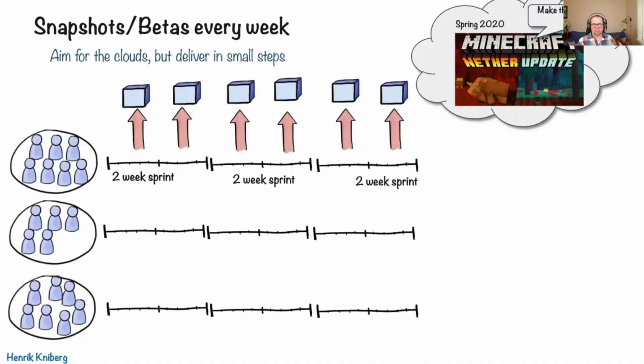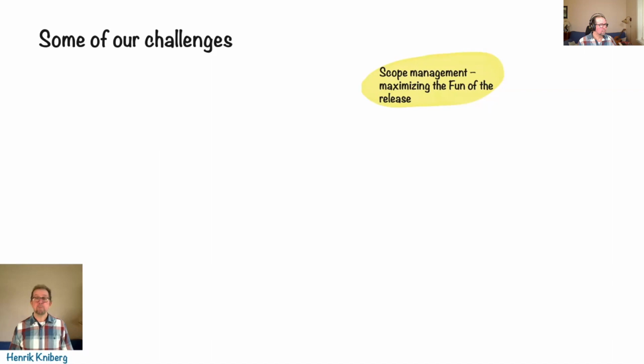So we aim for the clouds. We want to make a big impact with the game, but we ship in small increments to make sure we're always learning. So just like any organization, we have a lot of challenges, and here are just some of them. Scope management. We have fixed-ish dates with our big releases, and we want to, of course, maximize the amount of fun that we can put inside that release. So how do we manage that in practice?